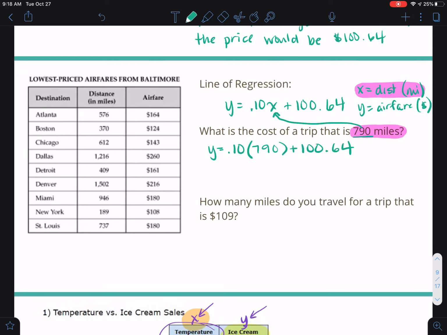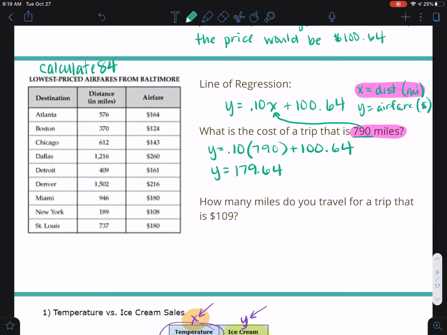Okay, so now you can go to your calculator. I would use either your graphing calculator if you have one, or the Calculate 84 app on your phone. It's a really good calculator to use on your phone, or you can use the Desmos scientific calculator. That will do it also. 0.10 times 790 plus 100.64 gives me 179.64.